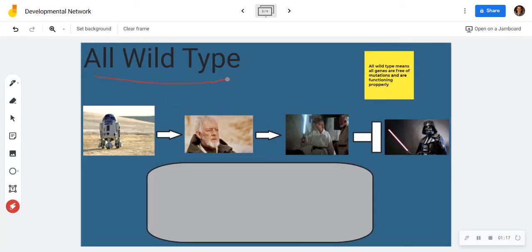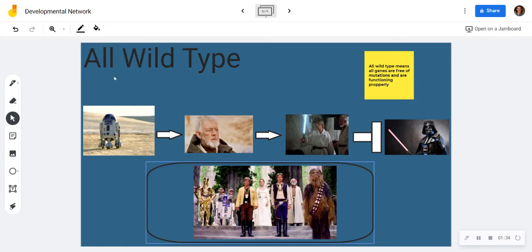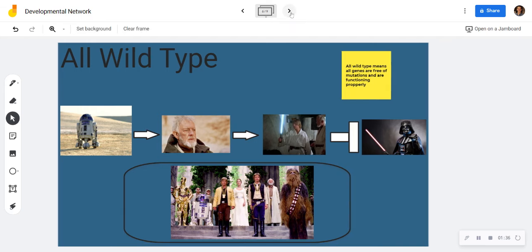So we'll look at wild type to begin with. All wild type means all genes are free of mutations and are functioning properly. So if they're functioning properly, R2-D2 will bring the message and Luke to Obi-Wan. Obi-Wan will train Luke in the Jedi way, and Luke will defeat Darth Vader. So if Darth Vader is defeated, intergalactic peace will follow.